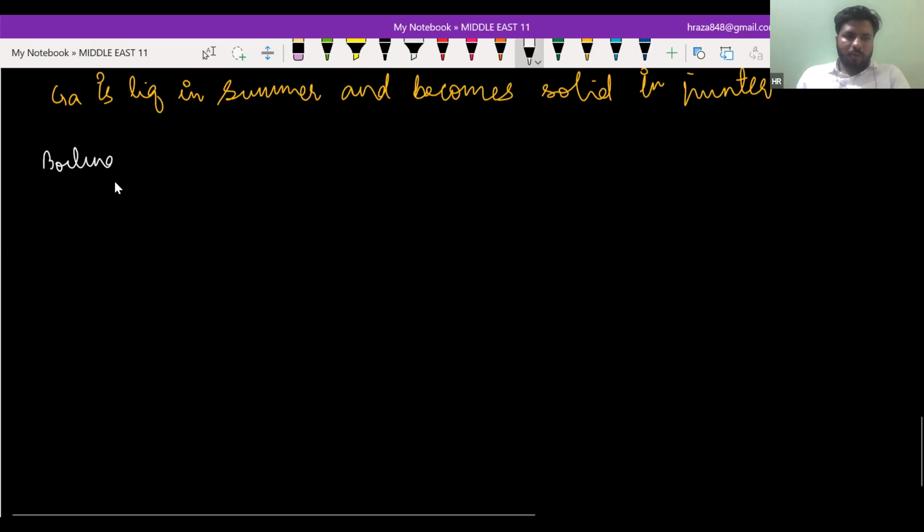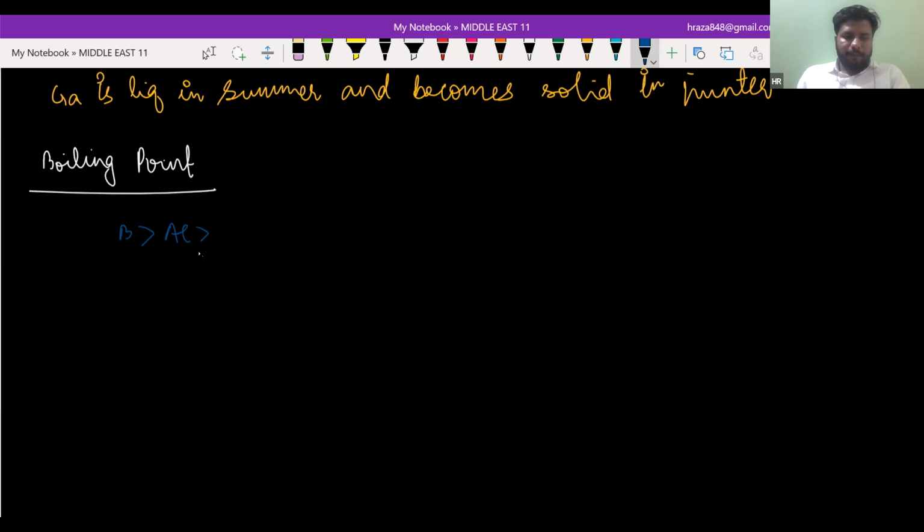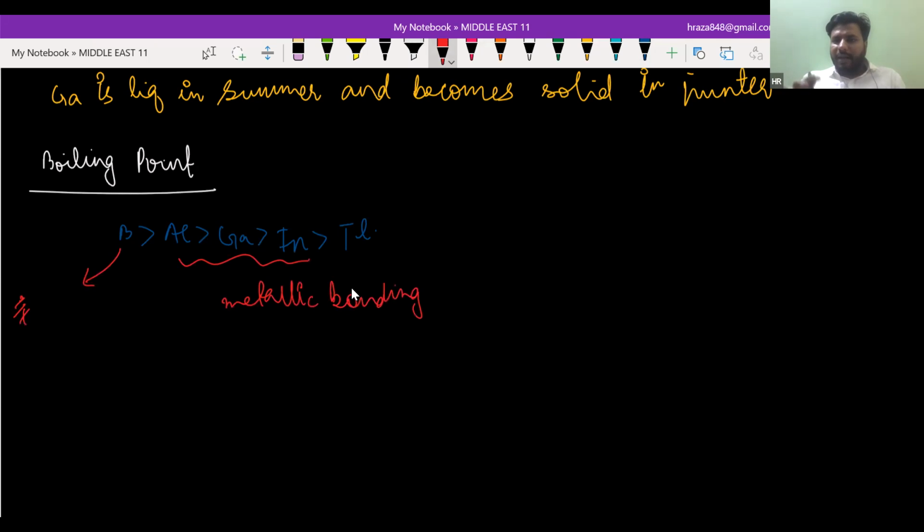Now we will talk about boiling point. Boiling point: boron, then aluminum, then gallium, then indium, then thallium. Because of icosahedral structure, and this is metallic bonding. Since all are metallic bonding, the smaller the size, the stronger the bonding. That's why it decreases down the group. Okay. Yes, sir.